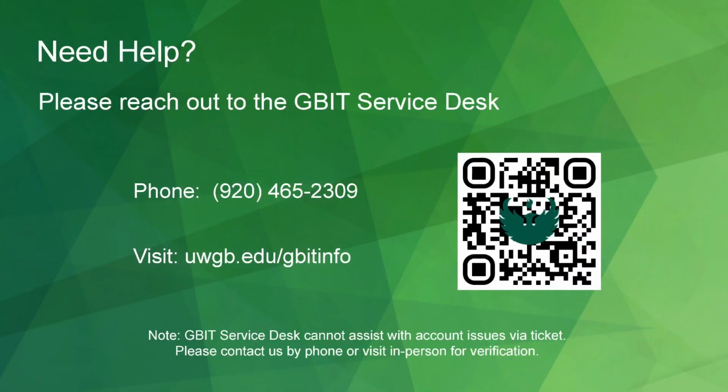If you need help setting up your account, experience any errors, or have any IT questions, please reach out to the GBIT Service Desk. They can be reached via phone at 920-465-2309 or visit in person. For location information, head to uwgb.edu/gbitinfo or scan the QR code on your screen. Remember, for security reasons, account-related issues cannot be handled via ticket. Please contact the GBIT Service Desk via phone or in person for verification.